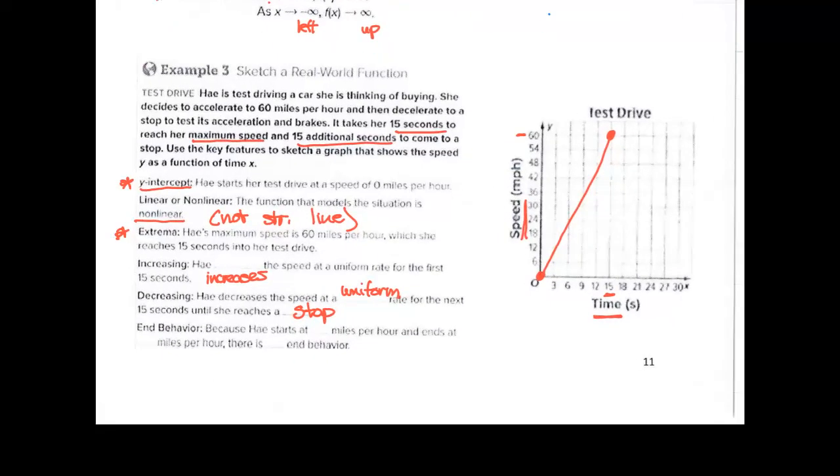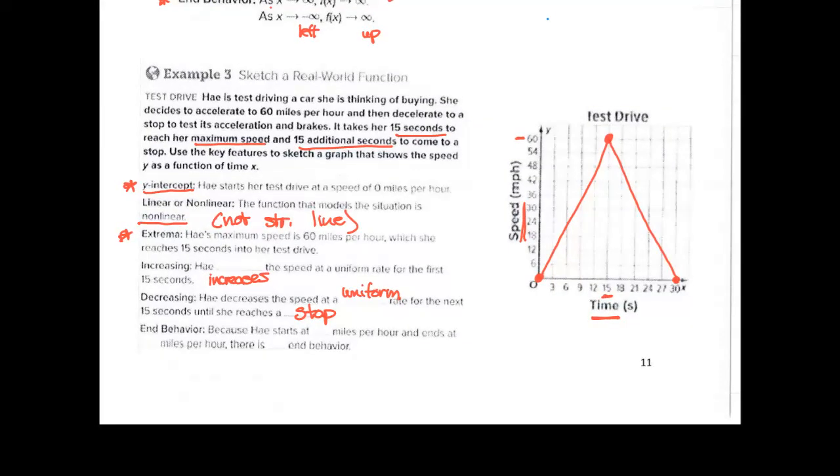So she's going 60 miles per hour, and over the next 15 seconds, so at 15 seconds, what's 15 more seconds plus 15? 30. So that means at this 30, 0, she's going to reach a stop. She's doing it at a uniform speed, and so that means it is going to be a straight line down.